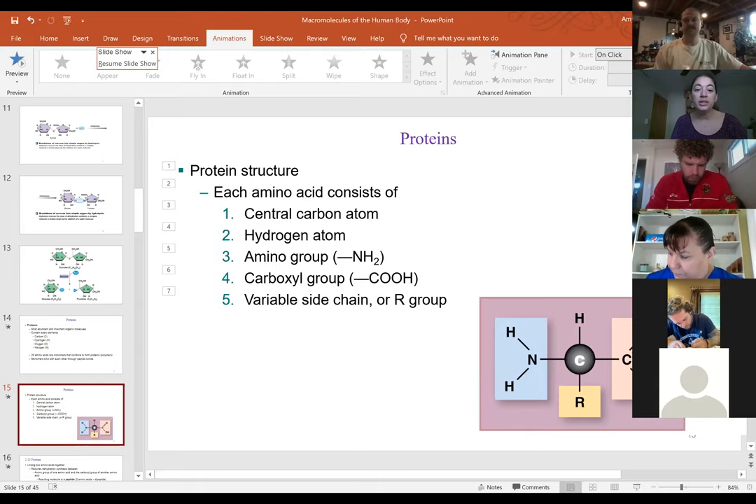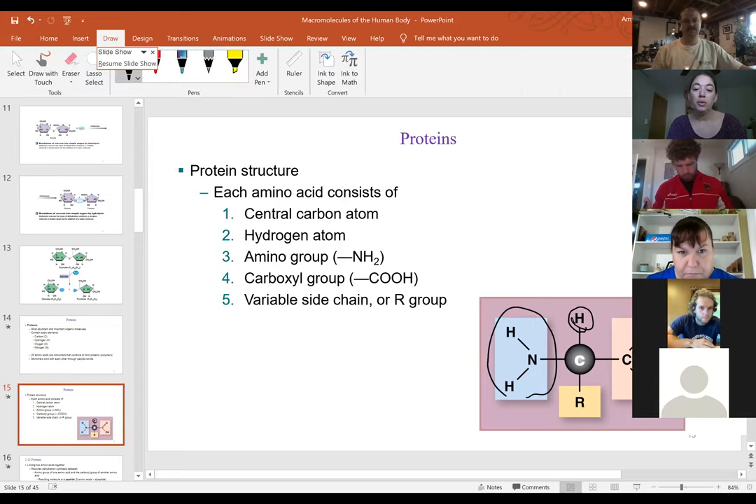Okay, proteins is a big deal. You need to be able to know what are the subunits of an amino acid. So you have that central carbon atom, you have that single hydrogen atom by itself, right there. Then you have your amino group, the nitrogen. So you learned in the video, although there is a lot of nitrogen in the air, we cannot fix it in our body. Plants are actually what fix the nitrogen from the air and into tissues, and then animals eat those tissues. And then if you eat animals, if you eat meat, you get that from animal protein.